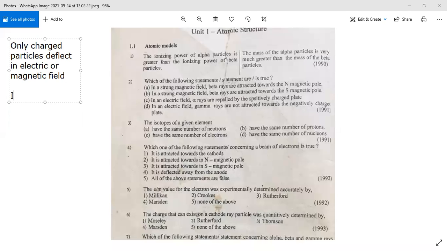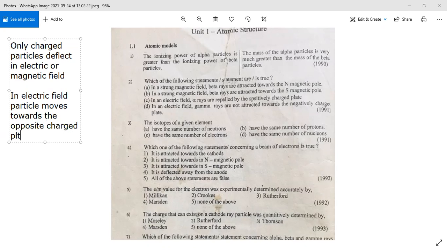Next point. In an electric field, a charged particle moves towards the opposite charged plate. Remember, it's towards, not onto. Towards, not onto. That's a very good point.